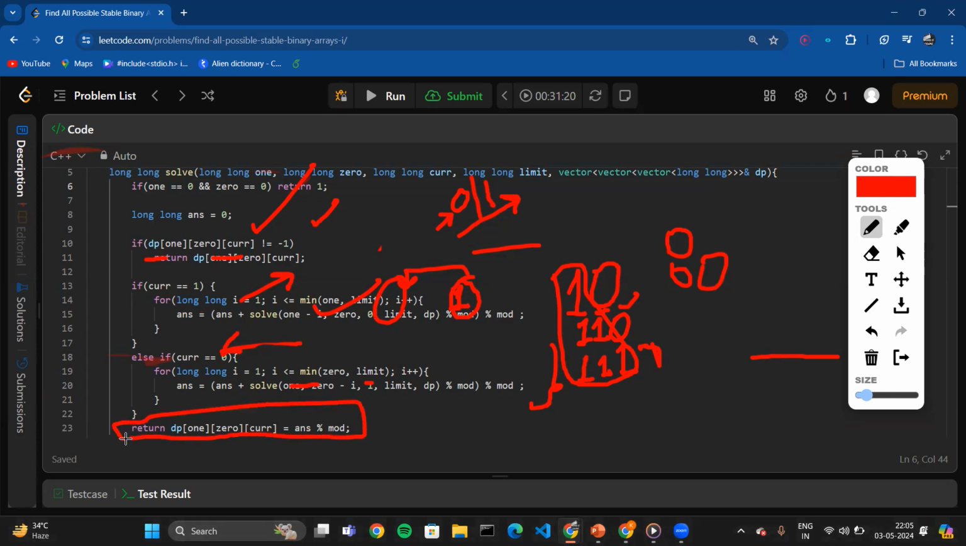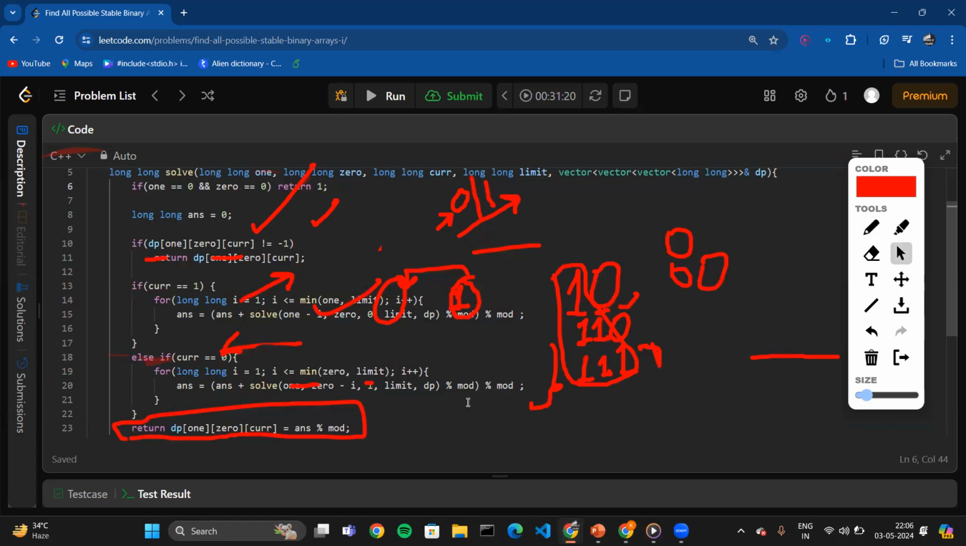So in the next video, first of all, we will convert this into a tabulated version, and then we will see how the tabulated version needs to be optimized in order to pass the test cases of the hard version of the problem. So in this video, that's all from our side. Thank you so much, guys, for watching this video.